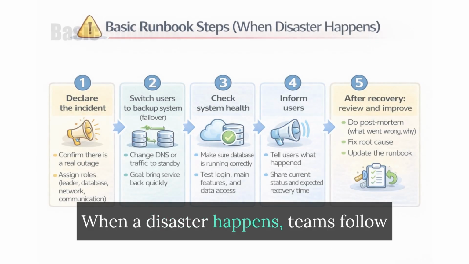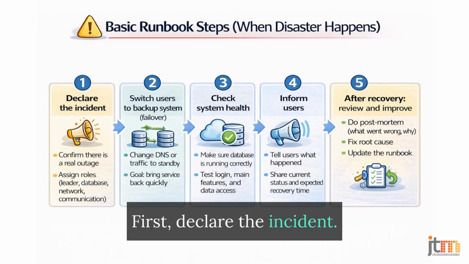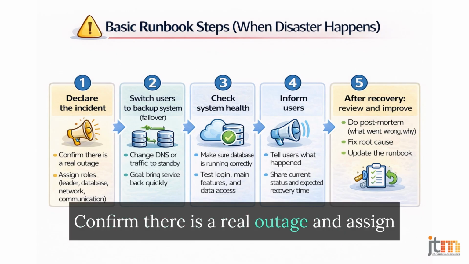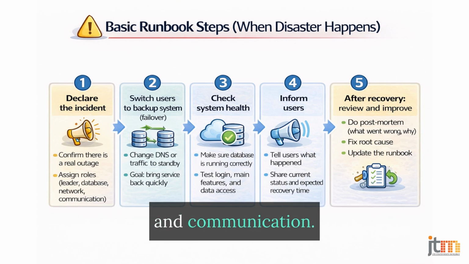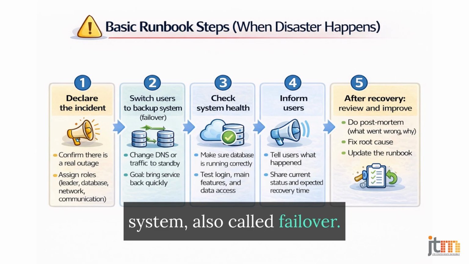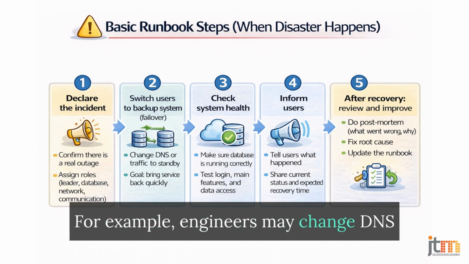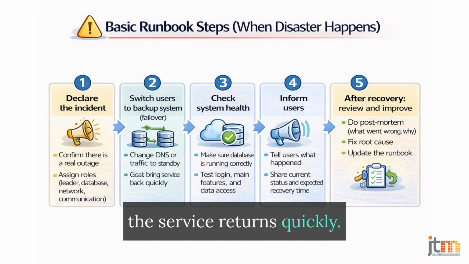When a disaster happens, teams follow basic runbook steps. First, declare the incident. Confirm there is a real outage and assign roles, such as leader, database, network, and communication. Second, switch users to the backup system, also called failover. For example, engineers may change DNS or redirect traffic to the standby server so the service returns quickly.